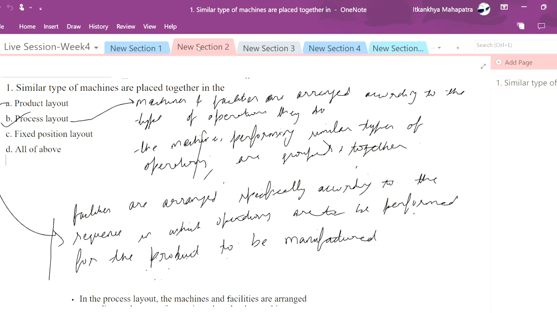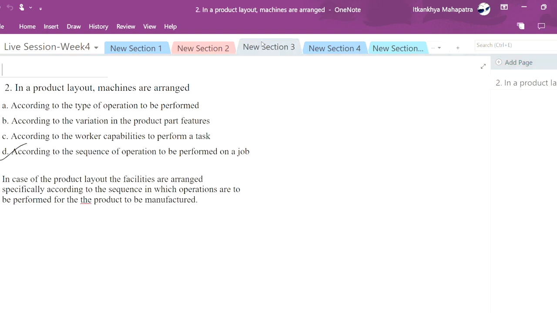Facilities are arranged according to the type of operations, and those performing similar types of operations are grouped together in a process layout. In a product layout, machines are arranged according to the sequence of operations to be performed on a job.